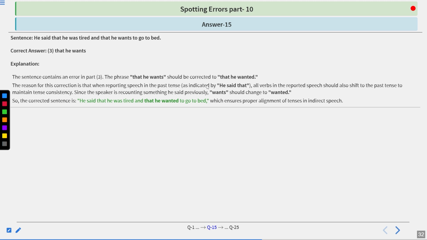The phrase that he wants should be corrected to that he wanted. The reason for this correction is that when the reporting speech is in the past tense, as indicated by he said that, all verbs in the reported speech should also shift to the past tense to maintain tense consistency. Since the speaker is recounting something he said previously, wants should change to wanted. So the correct sentence is he said that he was tired and that he wanted to go to bed, which ensures proper alignment of tenses in indirect speech. Let's move to the next question.